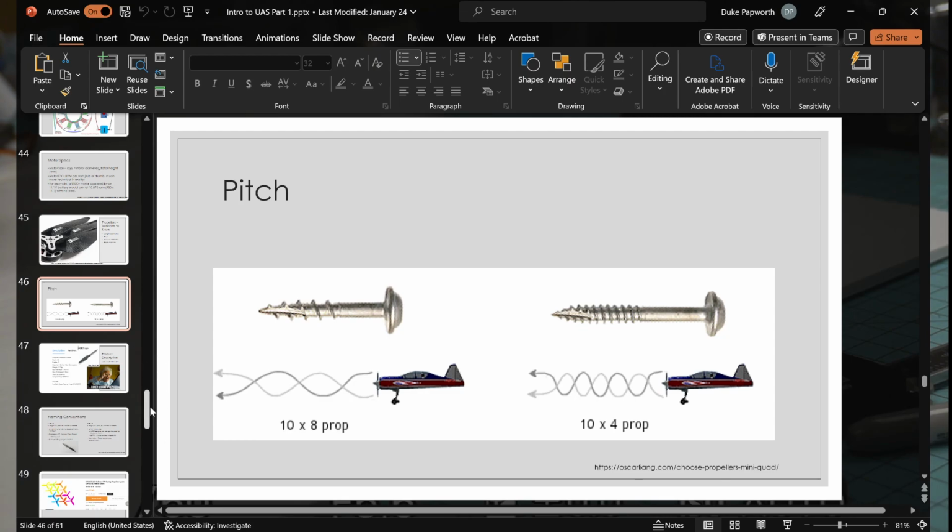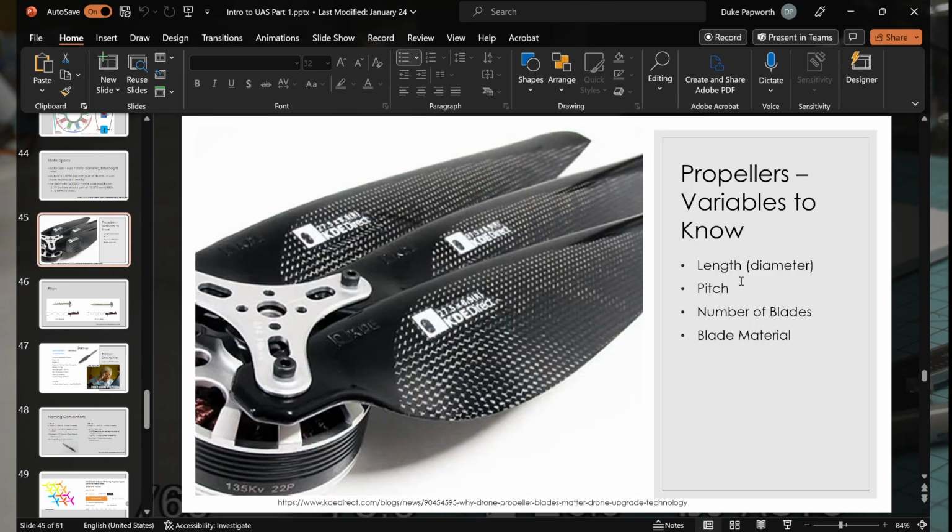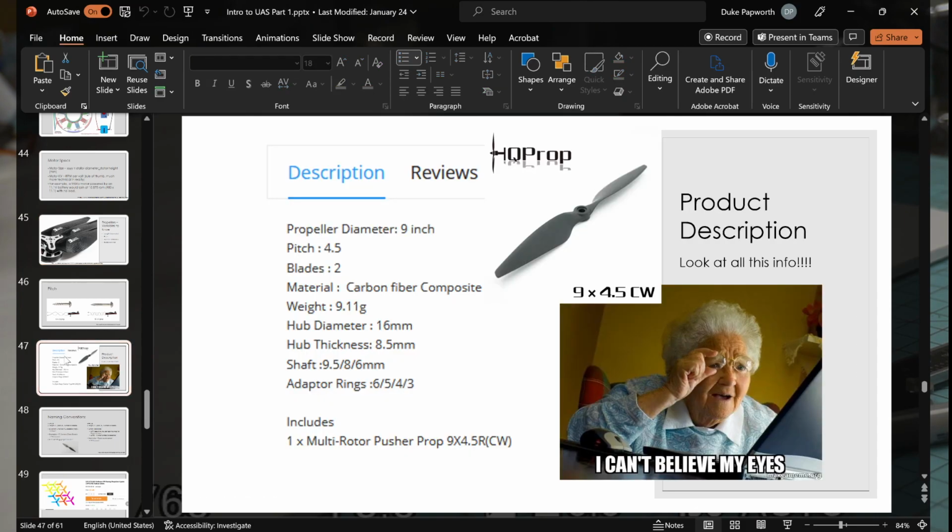There's our pitch. That's one really important thing from these variables. We have our length or diameter, and we have the pitch of the prop. Those are probably some of the most common ones people ask you about, right? What's the pitch of the blade? How big of a prop is it? Then we get to some of the other variables. So let's look at this page here.